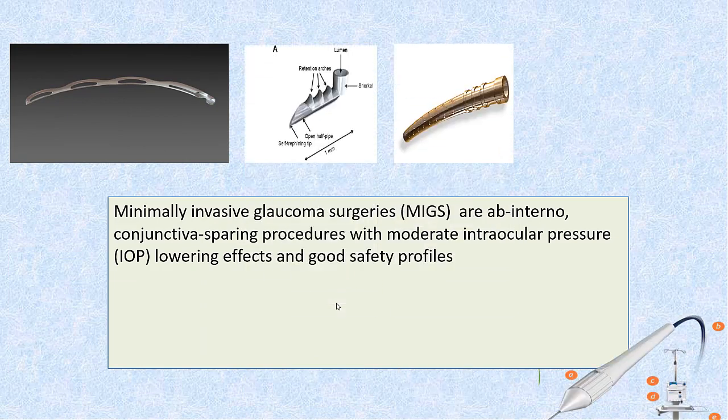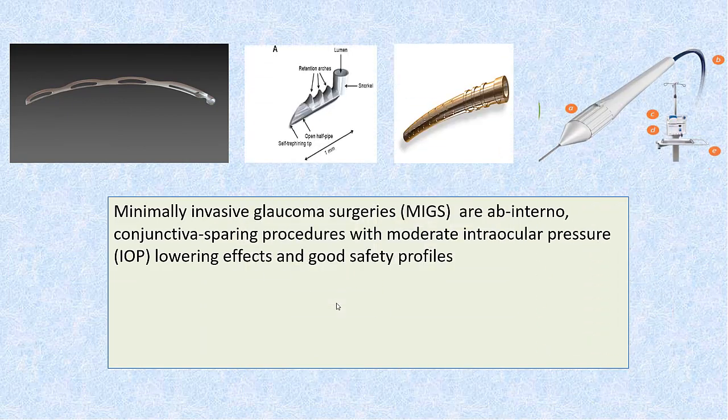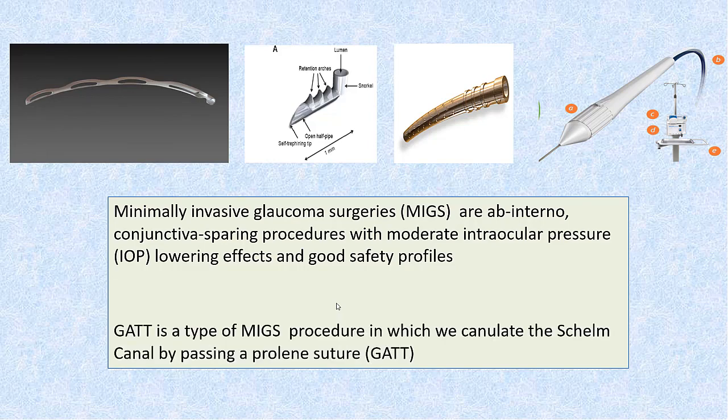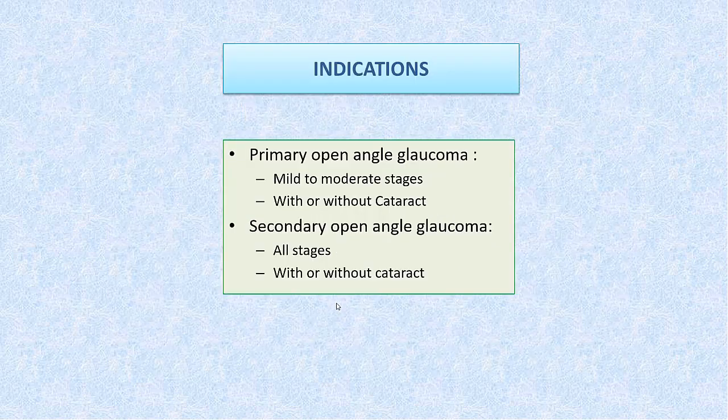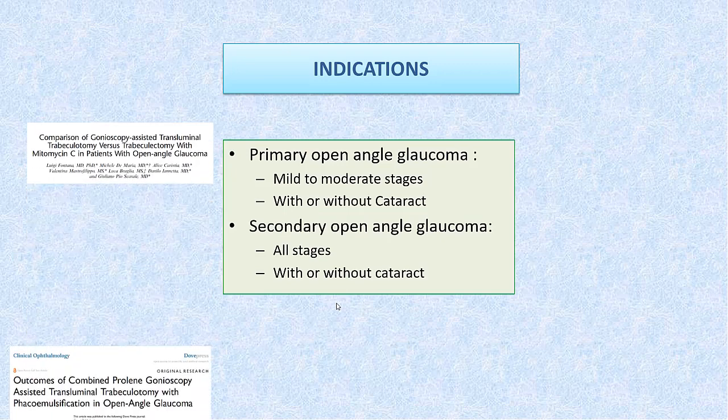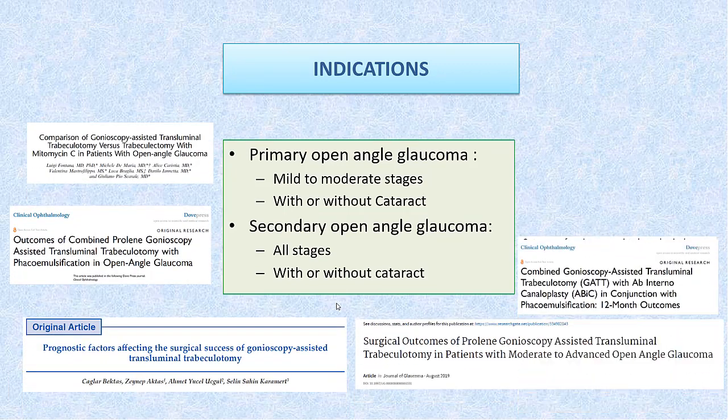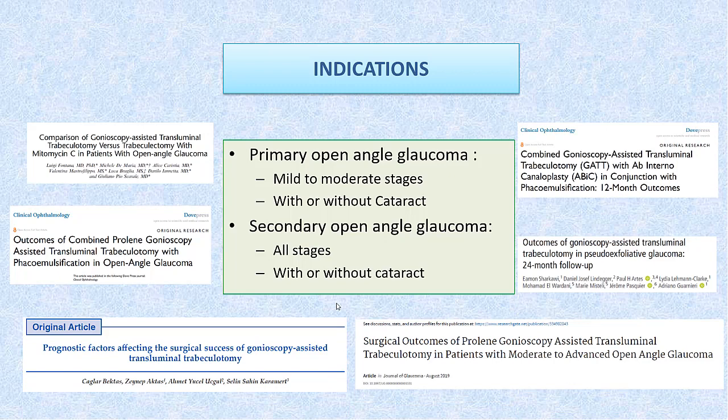Minimally invasive glaucoma surgeries are ab interno, conjunctiva-sparing procedures with moderate intraocular pressure lowering effects and a good safety profile. GATT is a type of MIGS procedure in which we cannulate Schlemm's canal by passing a Prolene suture. Indications are primary open-angle glaucoma, mild to moderate stages, with or without cataract, and secondary open-angle glaucoma, all stages, with or without cataract.